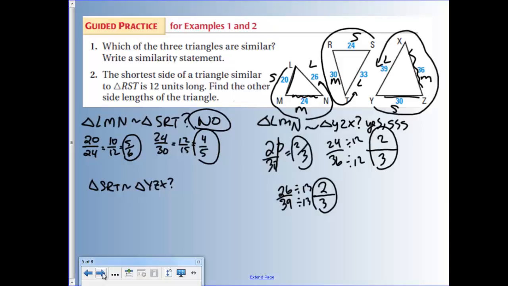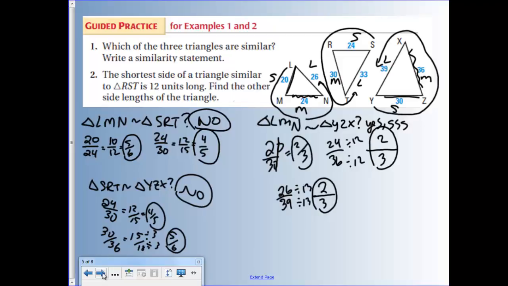Look at the last one. SRT and YZX. Check these two. Short and short. 24 and 30. 12 and 15. 4/5. Check your medium. 30 and 36. 15 to 18. Divide them both by 3. 5, 6. Does that one work? No, that one doesn't work either. So the only 2 that are similar are these 2 right here. You have to check all your sets of pairs, right?